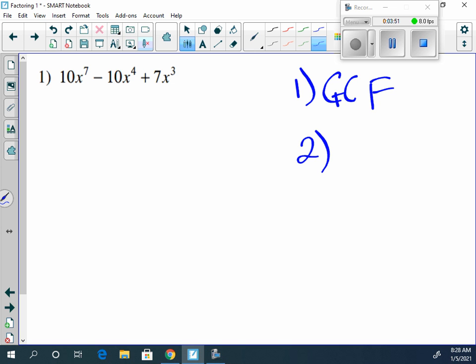Now, when we look at this here, we do have three terms. We have 10x to the 7th minus 10x to the 4th plus 7x cubed. Right, there's not a number that's in common with all three. But there is something else that is. Because what do all three of these have? X. So we can factor out the variable x to the 3rd. Because all three terms have 3 x's.